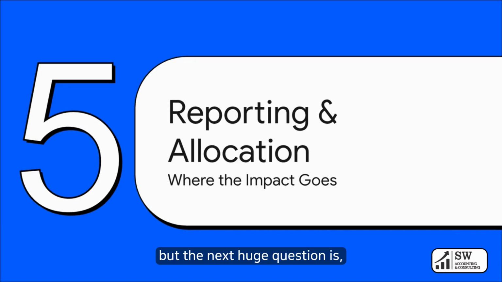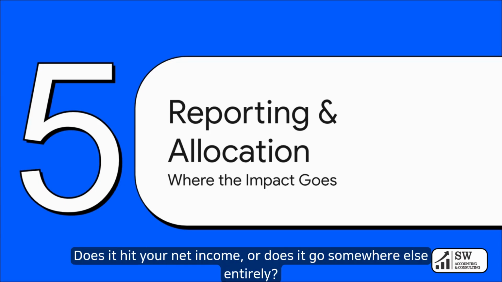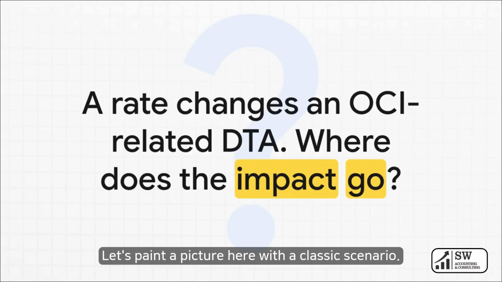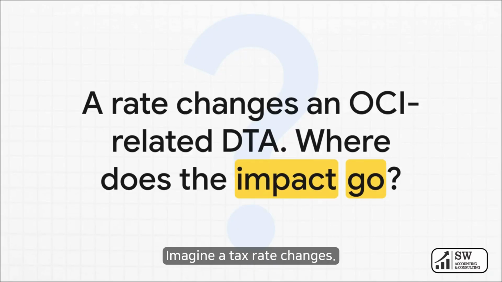So, we've figured out what our deferred tax number is. But the next huge question is, when that number changes, say because a tax rate goes up or down, where do you record that impact? Does it hit your net income, or does it go somewhere else entirely? Let's paint a picture here with a classic scenario.